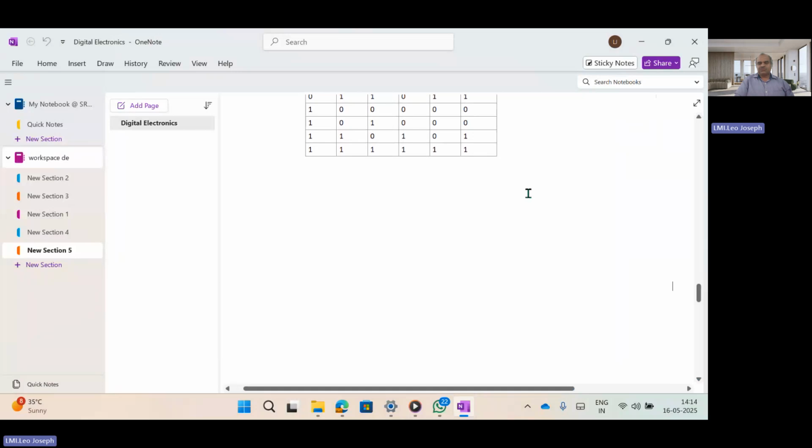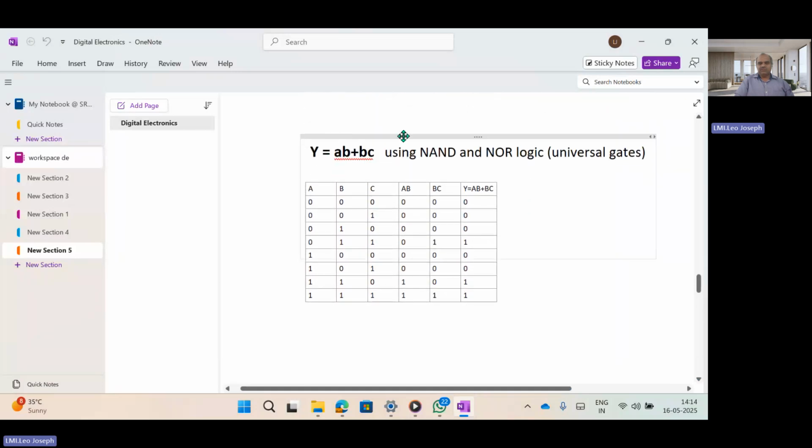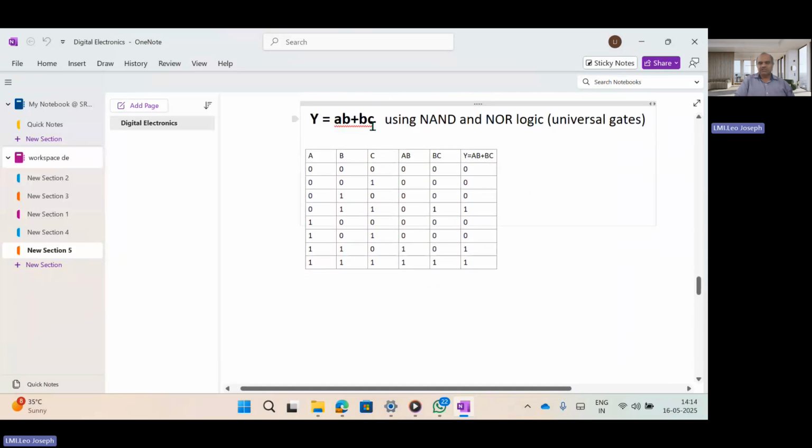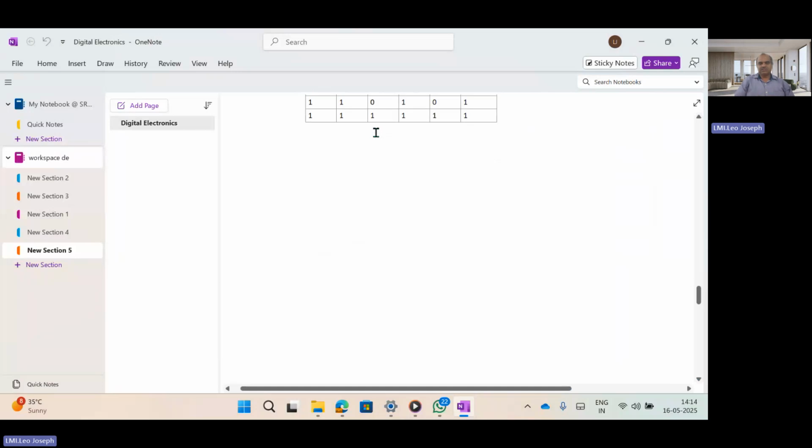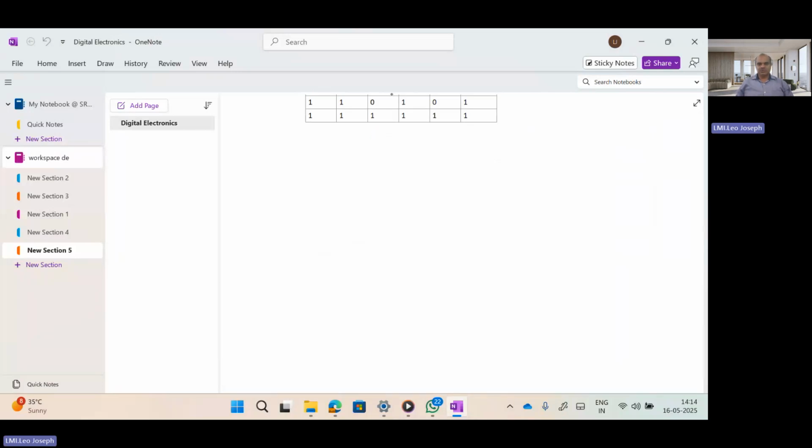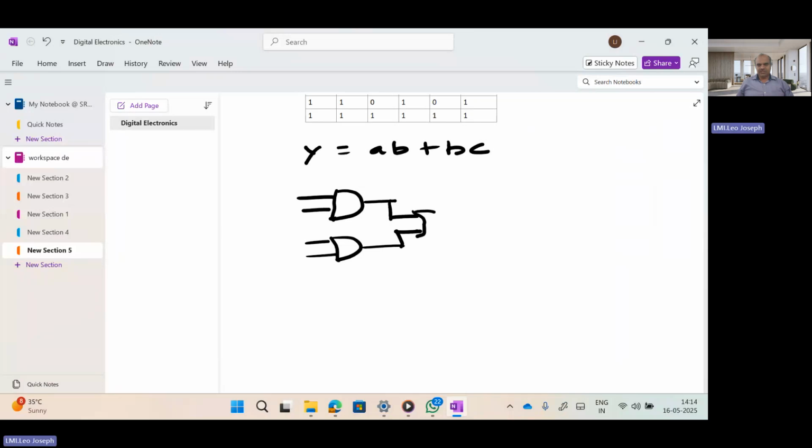First, for doing this, I am going to draw the basic circuit of this Y is equal to AB plus BC. I will draw the circuit. So Y is equal to AB plus BC. That means first I am going to draw, this is the recap of the last lecture, AB and this is BC, and the two terms will be added with the help of an OR gate. So this is the basic circuit, AB and BC.